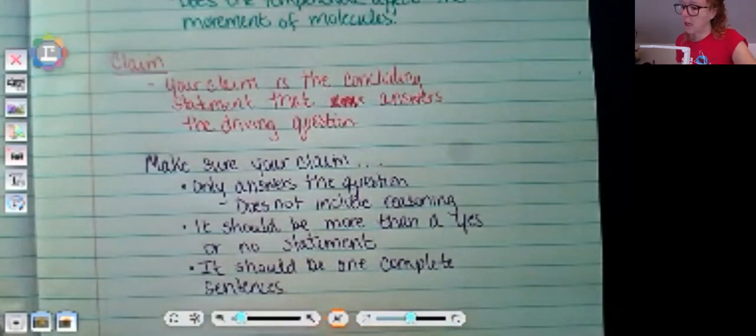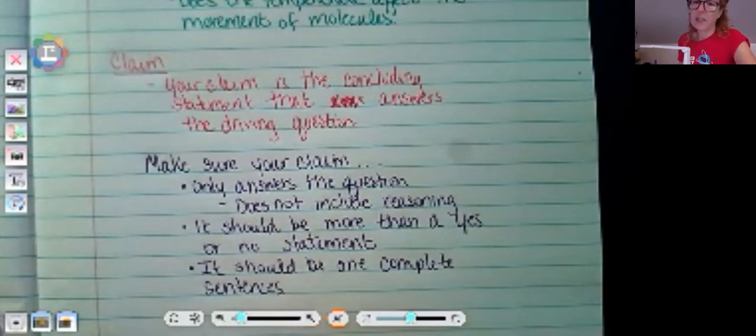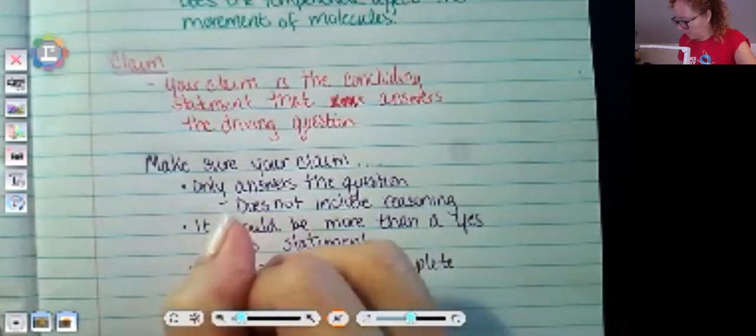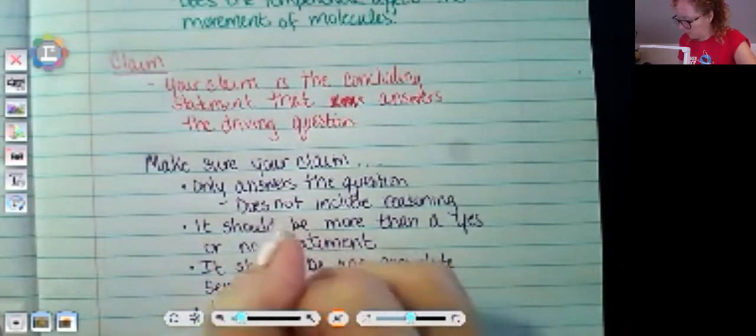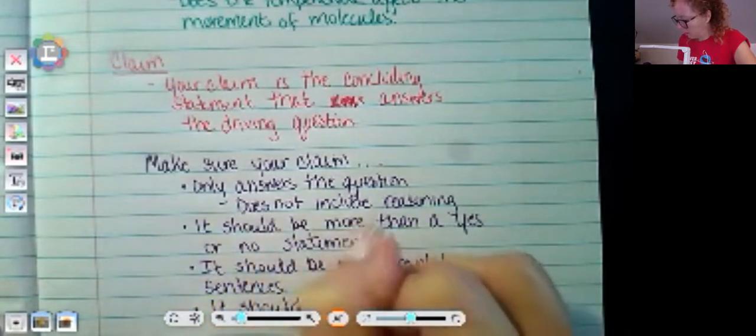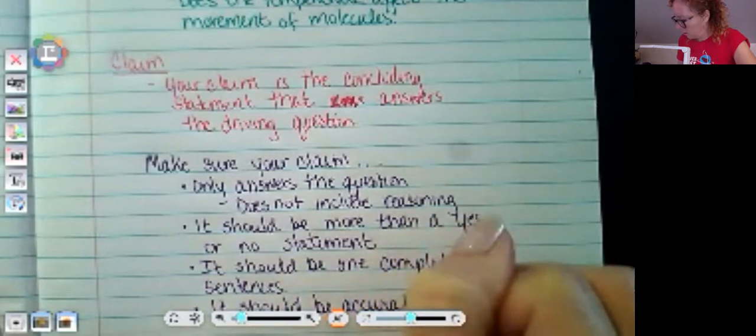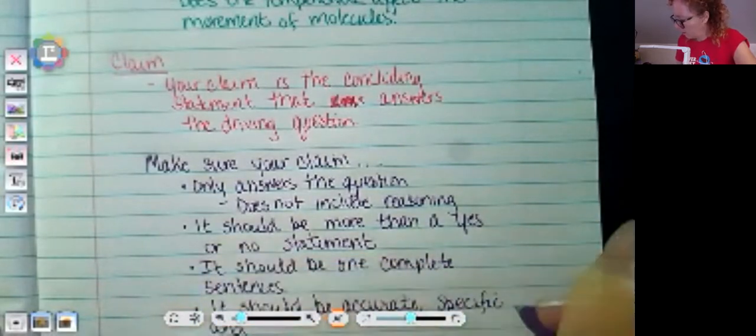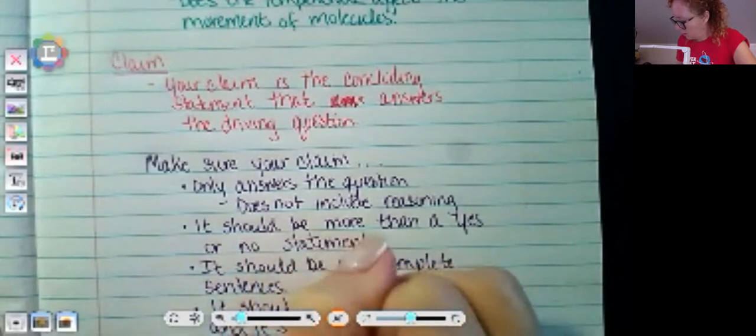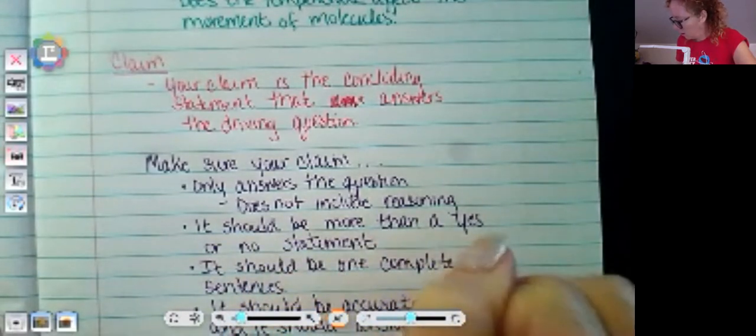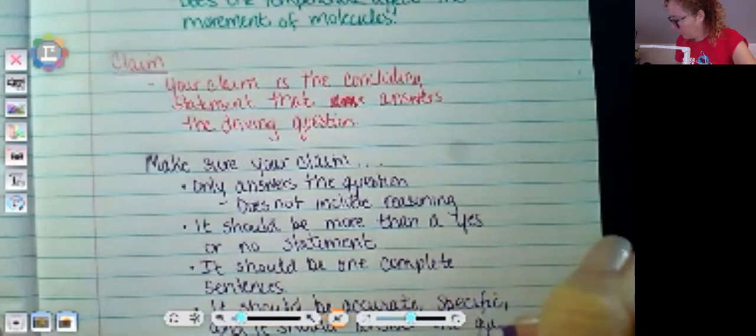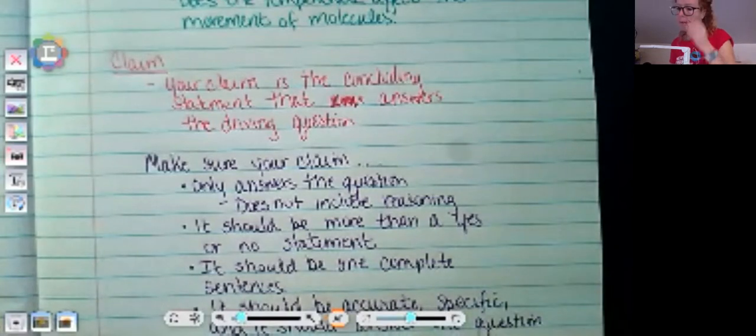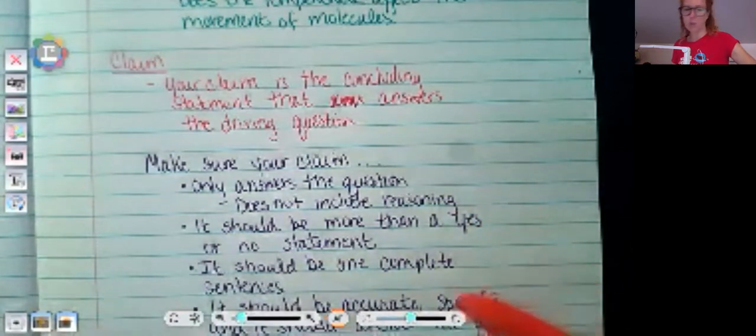It should be accurate, specific, and it should answer the question. It should be more than a yes or no statement, and it should be in complete sentences.